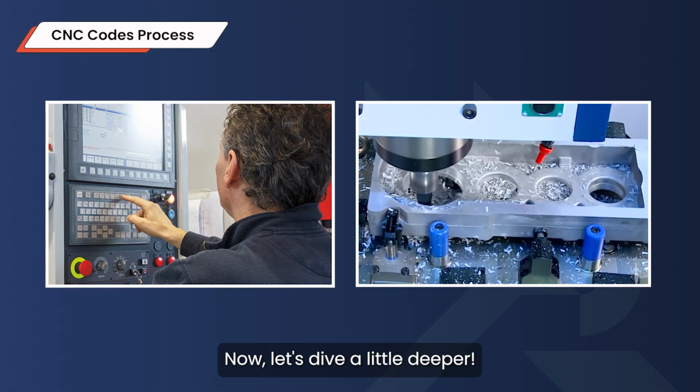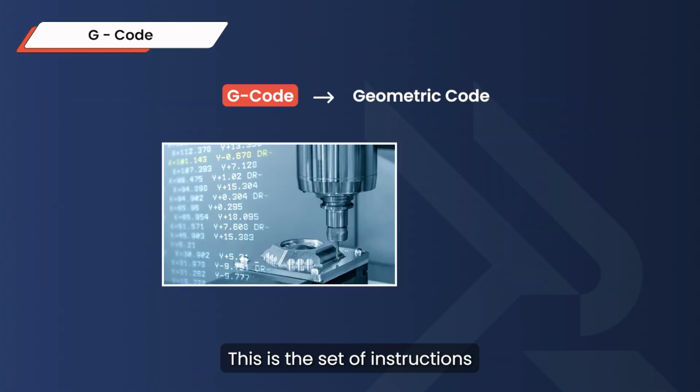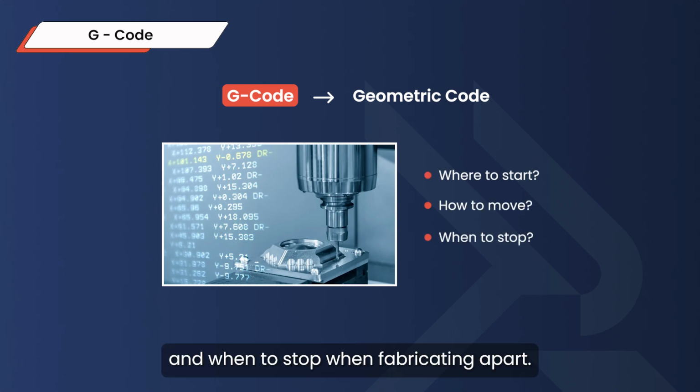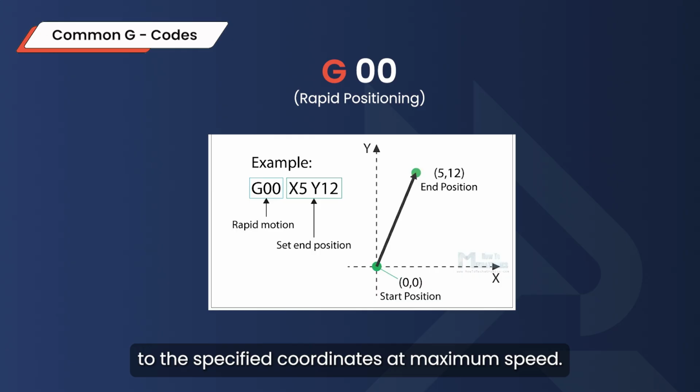Now, let's dive a little deeper. G-code, short for geometric code. This is the set of instructions that tells the machine exactly where to start, how to move, and when to stop when fabricating a part. Some common G-codes include G00, which stands for rapid positioning. This command quickly moves the tool to the specified coordinates at maximum speed.